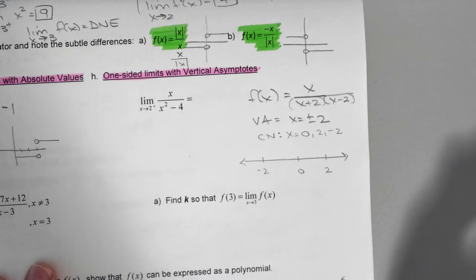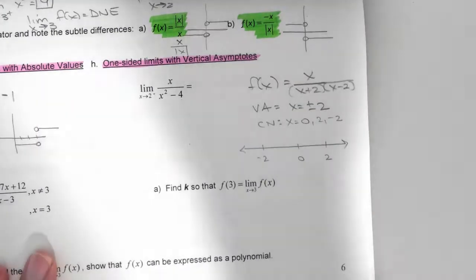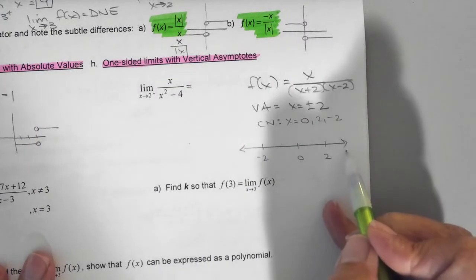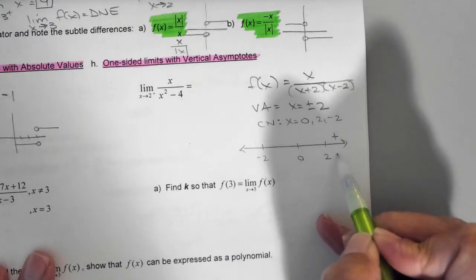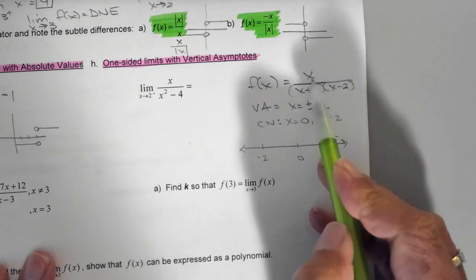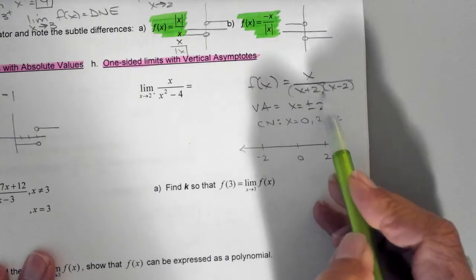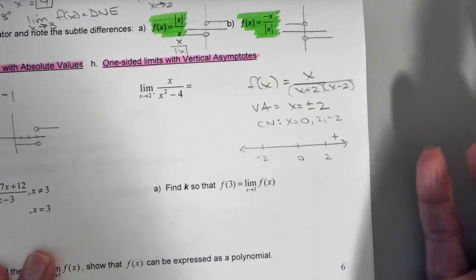It's 1. It's an odd number, so that means it's going to alternate. So you always start on the right. This will be positive. And what that means is any value that I pick from here, let's pick 3. If I plug 3 into my original function, I'm going to get a positive answer. 3 over 3 plus 2 is positive, times 3 minus 2, which is positive.